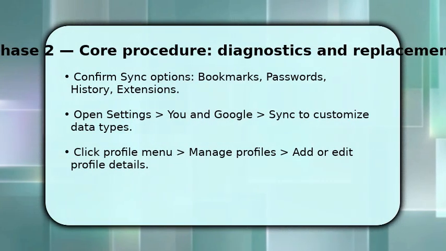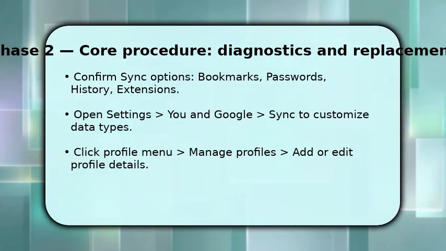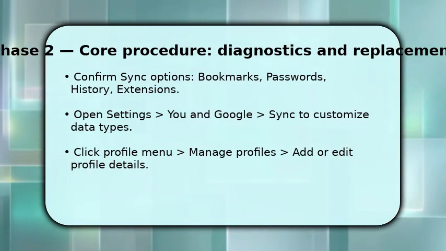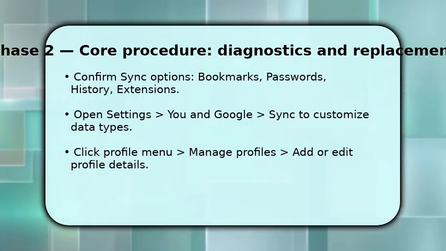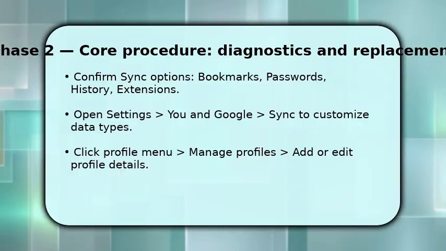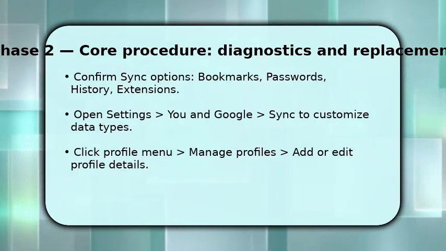Once signed in, you enable and configure sync so the browser carries your data. Go to Settings, then You and Google and open Sync. Toggle specific items, bookmarks, passwords, extensions, so only what you want is stored.